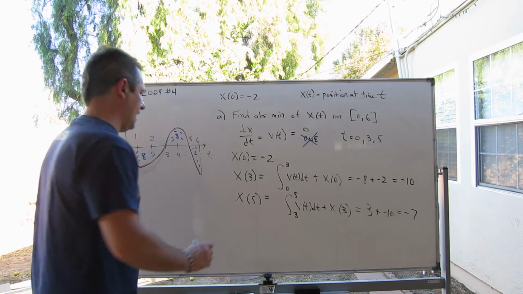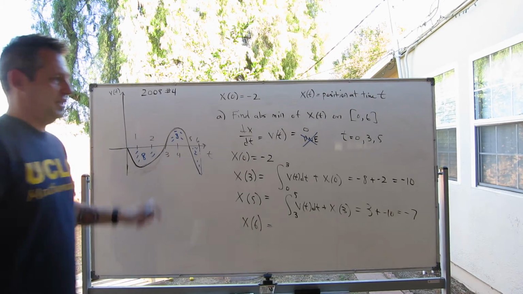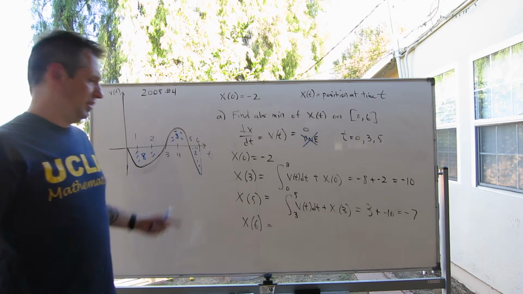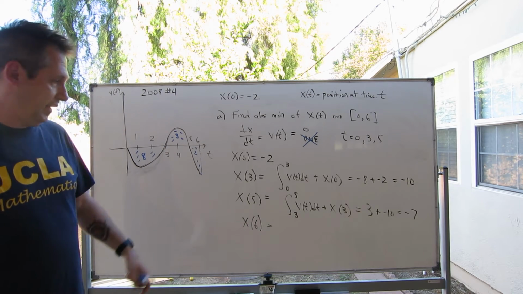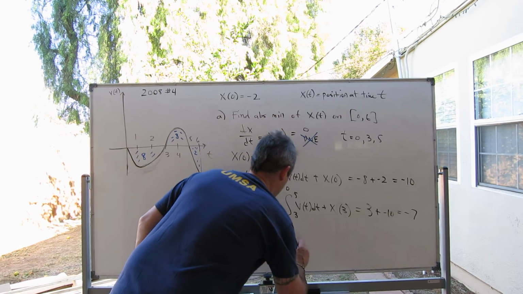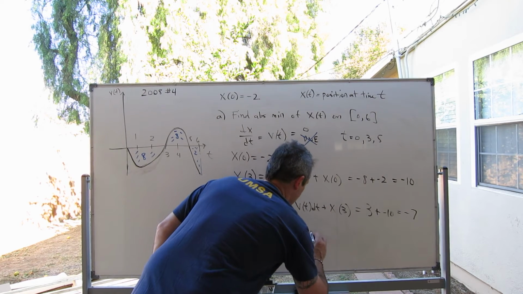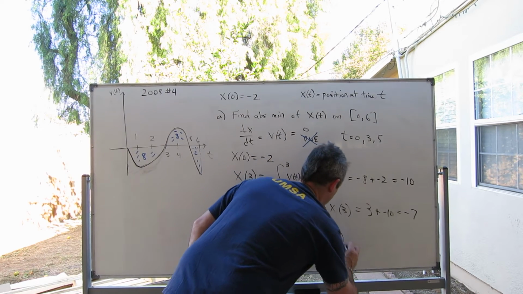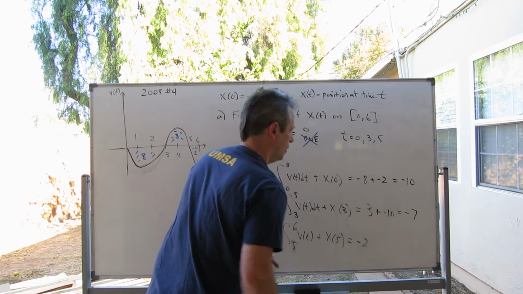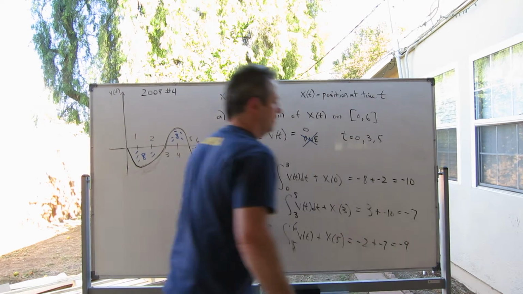Finally, I should calculate x of 6. Now this could actually do it, because now we are moving to the left again, so we're moving backwards. The question is, do we move back far enough? And hopefully you can see right away that the answer is no, but I'm going to calculate it anyway. So we're going to do the integral from 5 to 6 of velocity plus x of 5. And this ends up being negative 2 plus negative 7, which is negative 9.